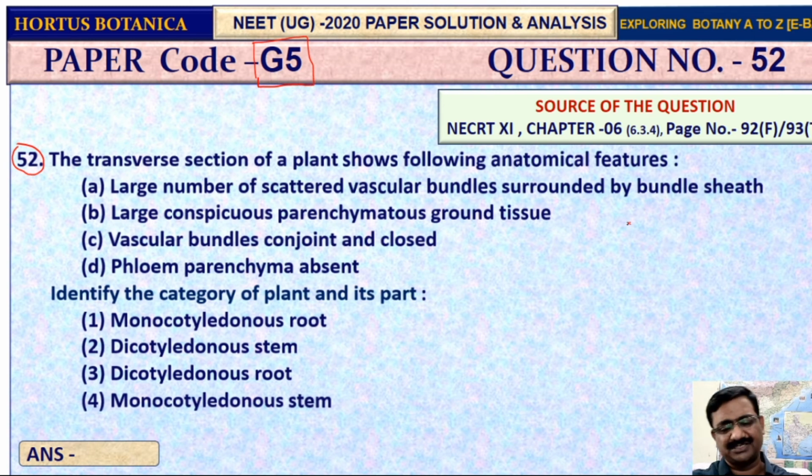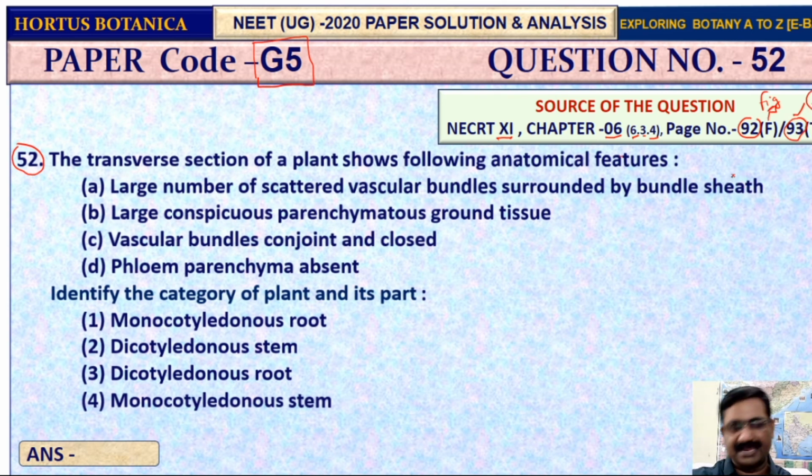So first of all, you must know the source of this question. It is from your NCERT class 11, 6th chapter, Anatomy of Flowering Plants, and the subtopic is 6.3.4, and the page number is 92, from where the figure is explained. By this figure you can also solve this question, and all the text of this question you can get from page number 93. So T stands for text and F stands for figure, right?